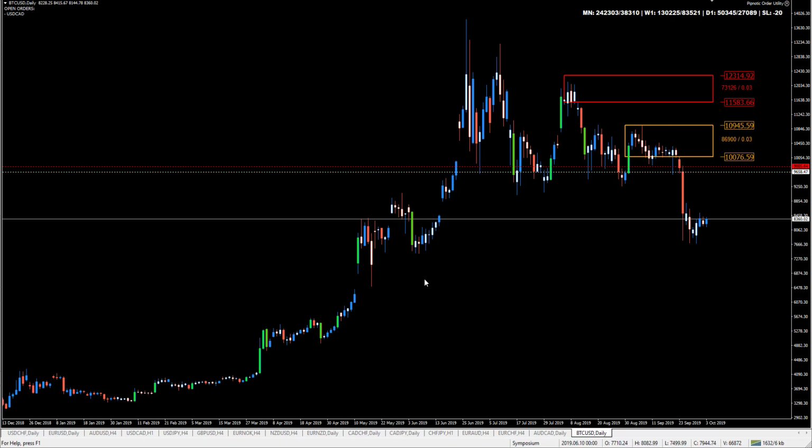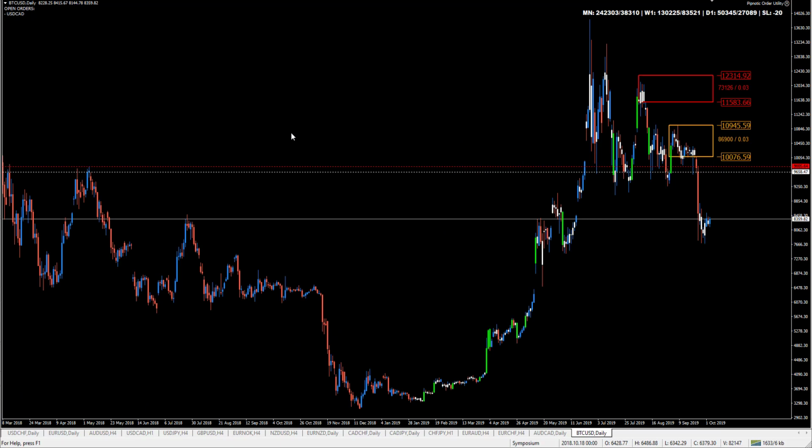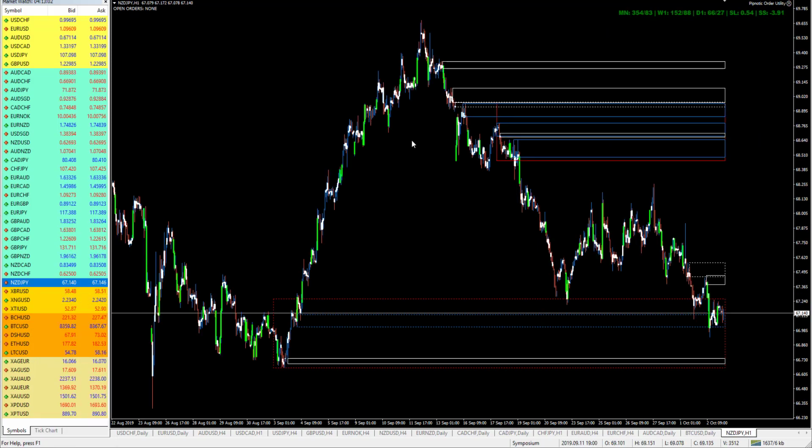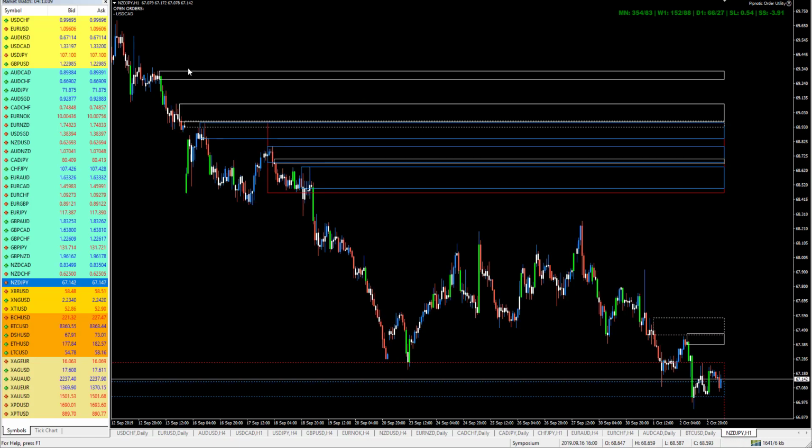Okay, so as I mentioned in the previous videos, we don't have demand until much lower. So not going to do anything on that. Let's have a look at the Kiwi yen. What's going on? Okay, a lot of these blasted trades have already happened, so you can see.